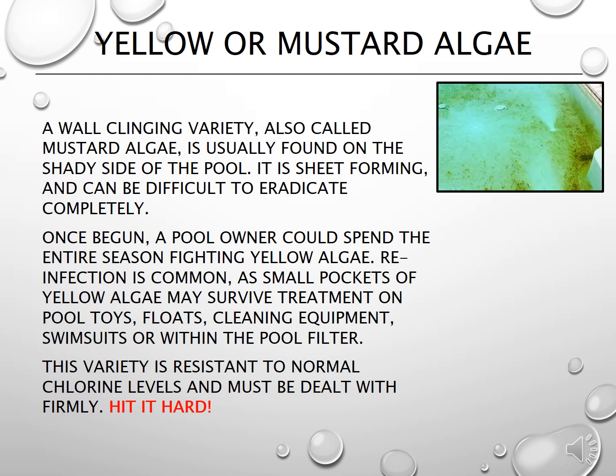Yellow or mustard algae is a wall clinging variety. It is usually found on the shady side of the pool. It can be sheet forming and cover one whole area of the pool and not be on the other. And it's very difficult to eradicate completely. Once it's started an algae bloom, you could spend the entire season fighting off yellow algae.